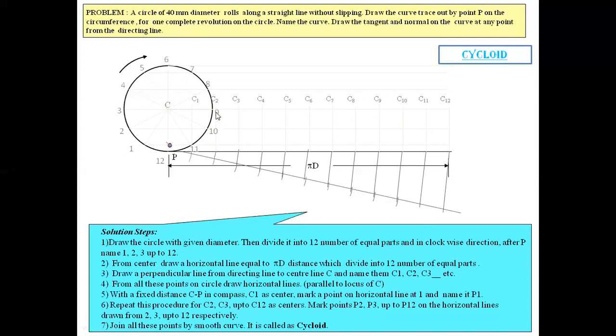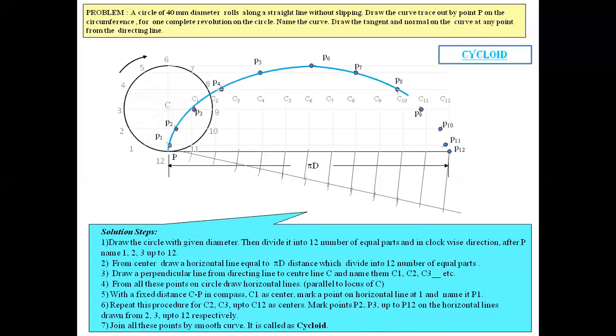Means center point C2, radius equal to CP, and mark an arc on the second line. Same procedure for C3: center point C3, radius CP, mark an arc on line number 3. Same procedure for all these points from C1 to C12, and we get the 12 points P1, P2, P3 up to P12.